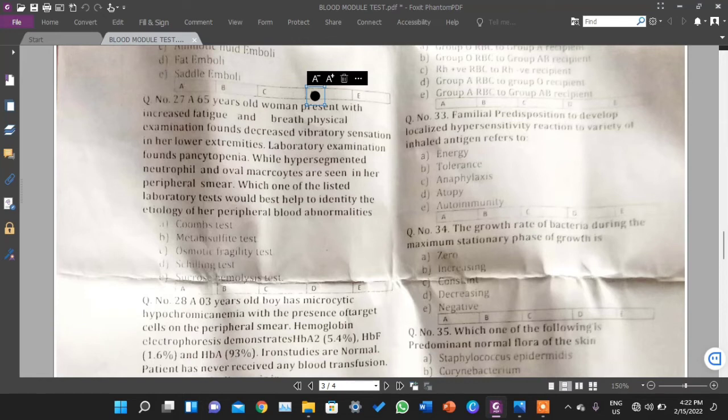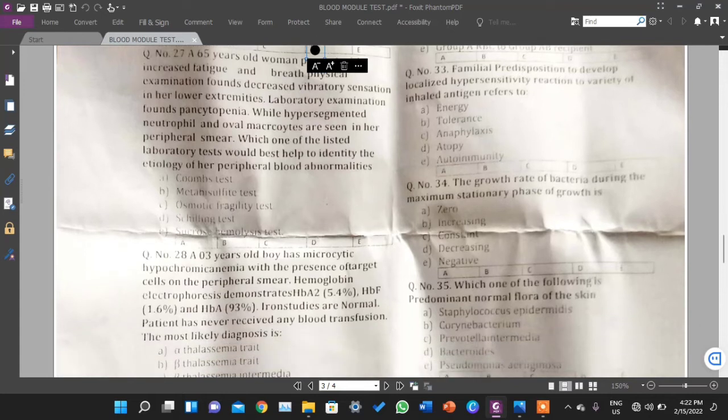So in question number 27, the person is already having decreased vibratory sensation due to peripheral neuropathy. So this can be the diagnosis of megaloblastic anemia, or we can say deficiency of vitamin B12, that causes these types of symptoms. To identify the etiology of this peripheral blood smear, we can use the Schilling test for the deficiency of vitamin B12.